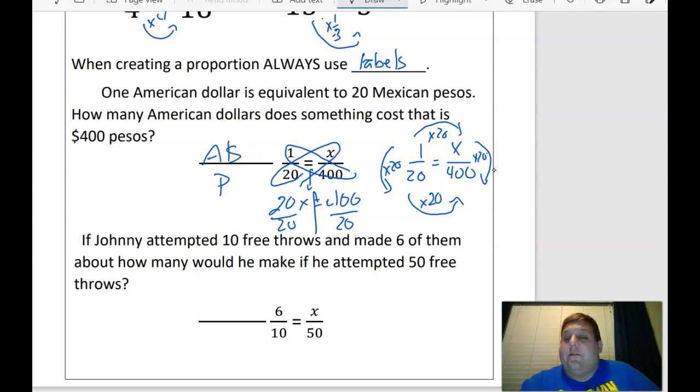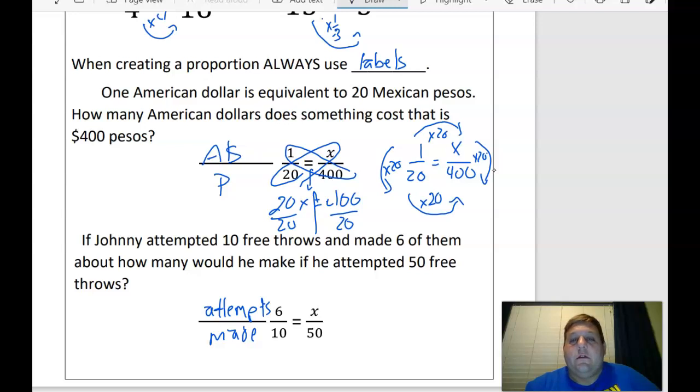If Johnny attempted 10 free throws and made 6 of them, about how many would he make if he attempted 50 free throws? We can use proportions to predict things. First, we're going to use our labels. We're going to write our labels in. So we're going to put attempts, or we could just put A, attempts, and made.